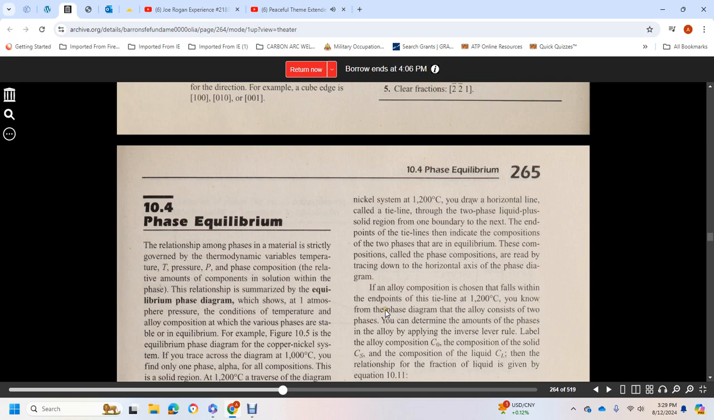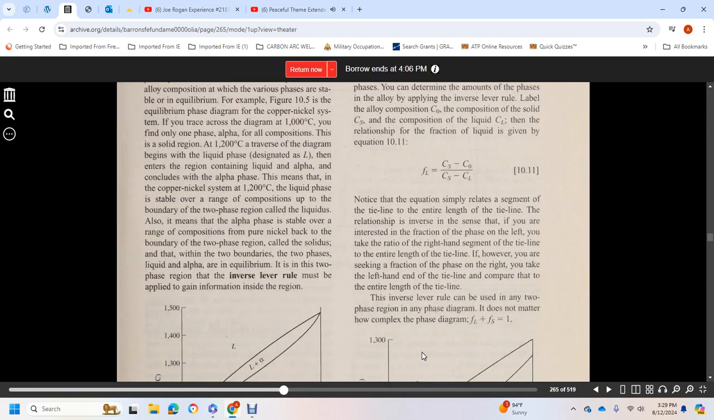If the alloy composition chosen falls within the endpoints of the tie line at 1200 degrees Celsius, the phase diagram shows the alloy consists of two phases, with a determined amount of each phase found by applying the inverse lever rule. Label the alloy composition C0, the composition of the solid CS, and the composition of the liquid CL. The relation for the fraction of liquid is given by equations 10 and 11.